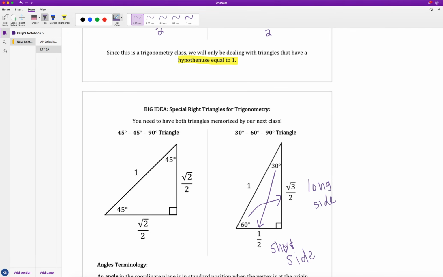Now, of course, the hypotenuse is always going to be our 1 value there, since we are on the unit circle. So really do take the time over the next couple days to make sure that you have these memorized come our next class, because this is going to be how we find our trig values for any angle on the unit circle.